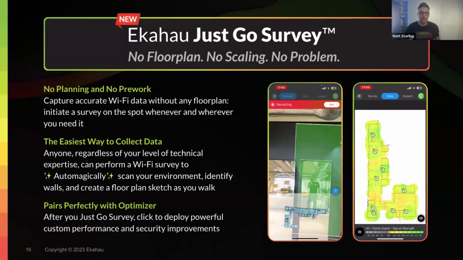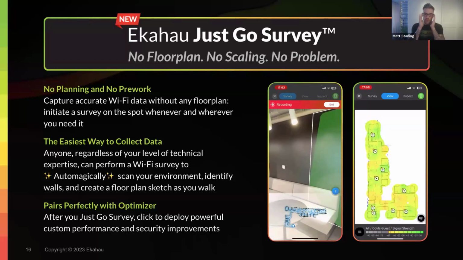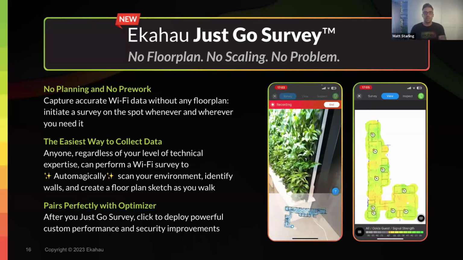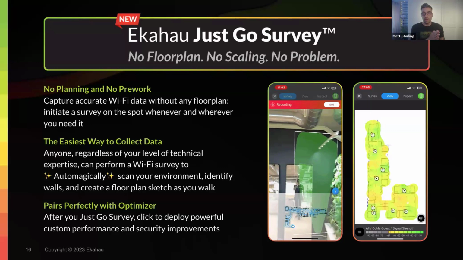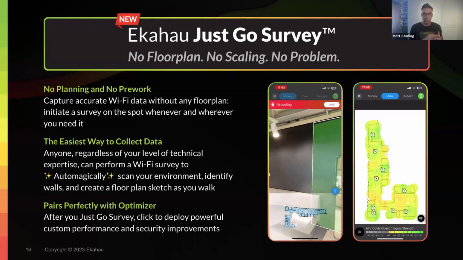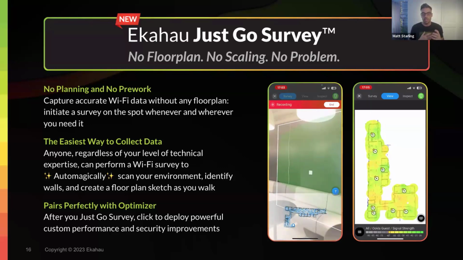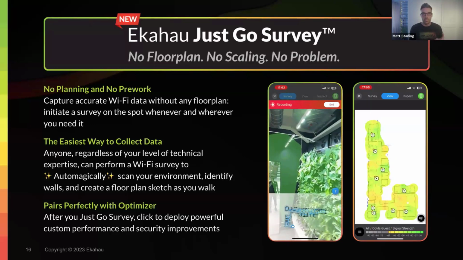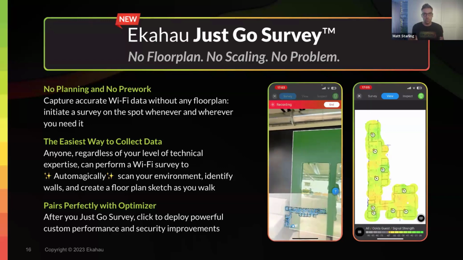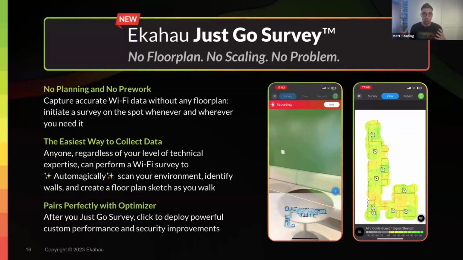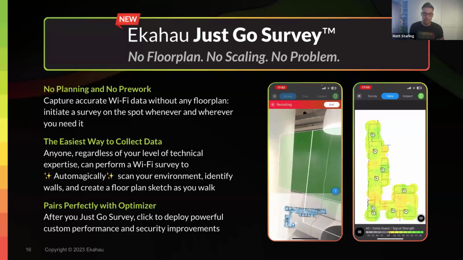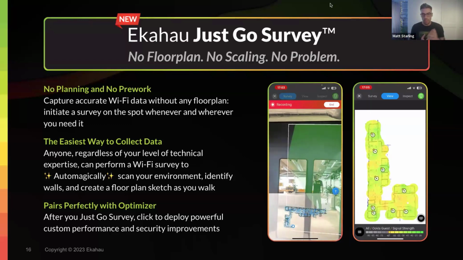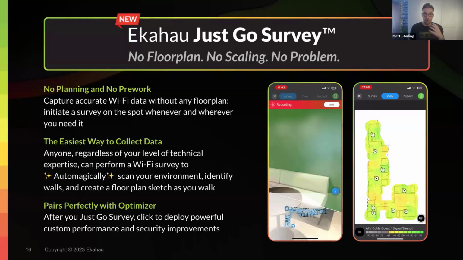So our Ekahau Just Go survey mode, if you're not familiar with what this is, is something that we announced back in October of last year. It lets you leverage a pro version of an iOS device, iPhone or Android. If you haven't got a floor plan of your facility, or you want to quickly collect survey data without having to track your location manually, you can just connect your Sidekick or Sidekick 2 to your iOS device and walk around your environment.